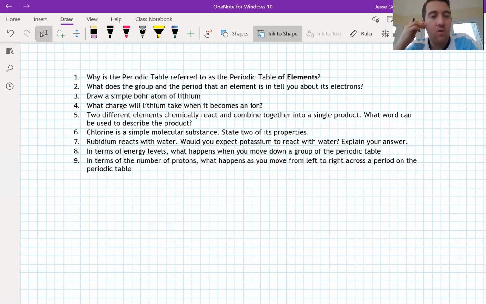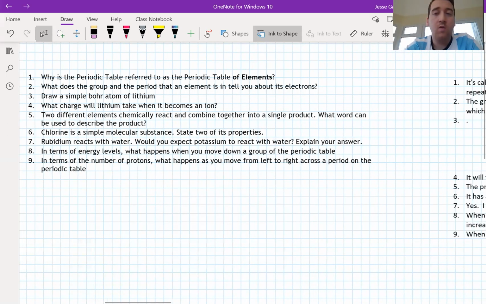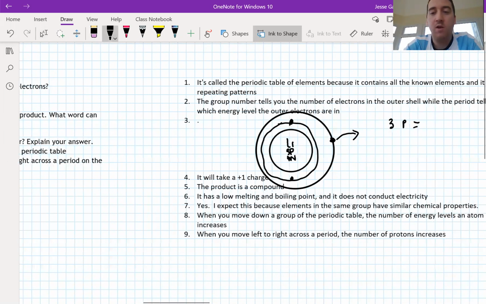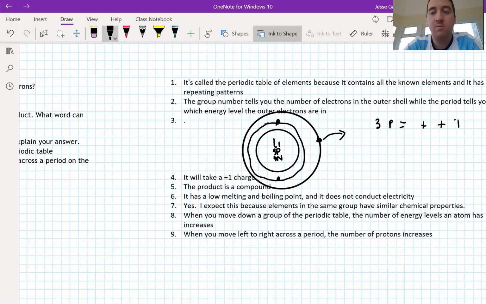Number 4, what charge will lithium take when it becomes an ion? Well, lithium's in group 1. That means it will lose this 1 electron like this. This electron will get lost. Another atom will take that. So now it's got 3 protons, which means 3 plus charges, plus, plus, and plus, because each proton is positively charged. And now it's only got 2 electrons because it's lost 1. So we've got minus and minus.